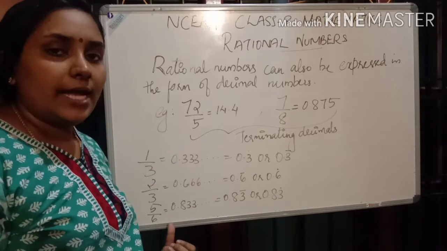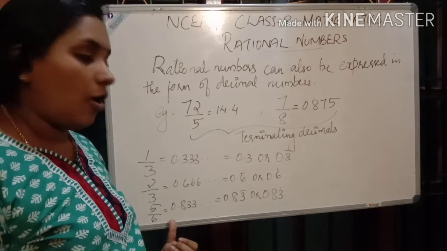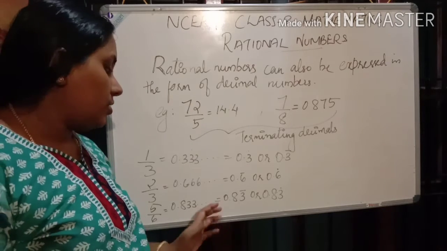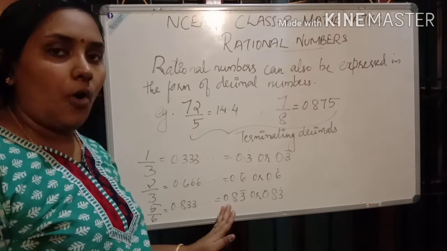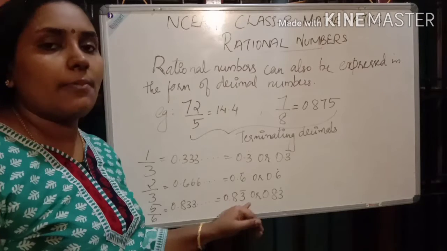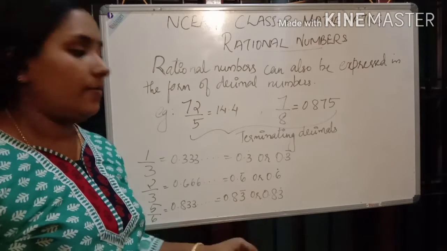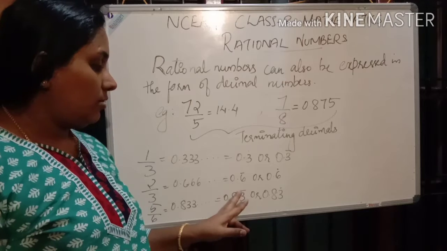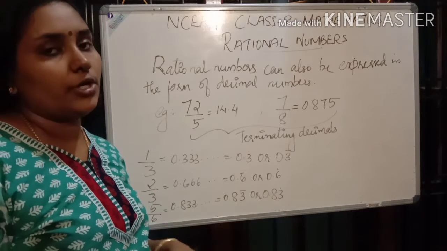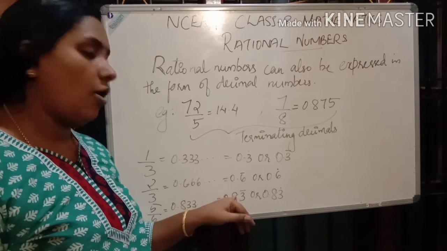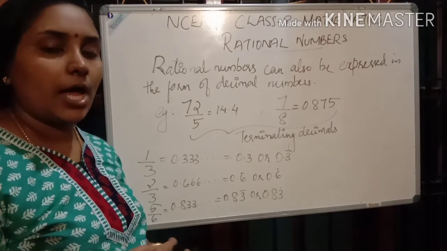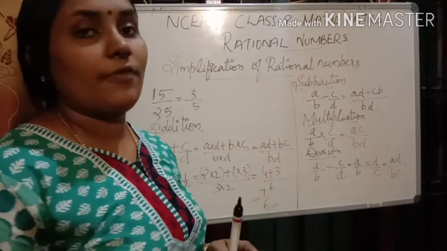5 by 6 can be written in decimal form as 0.8333, with 3 repeating here. So, it can be written as 0.83 bar or 0.83 dot. 3 is repeating, so write the bar on 3 only and the dot on 3 only. No need to write a bar or dot on both the numbers after the decimal point. Are you clear? Let us see the simplification of rational numbers.